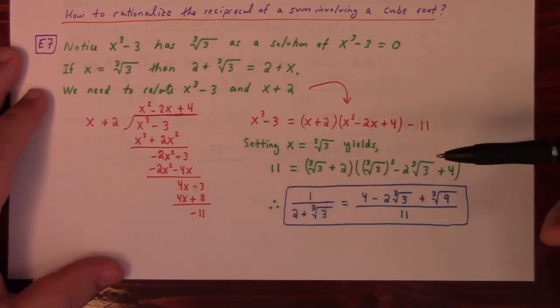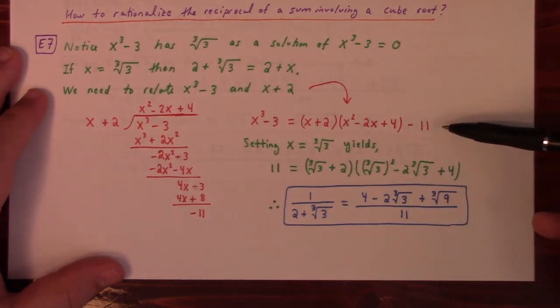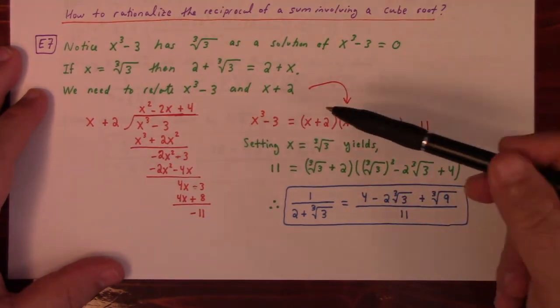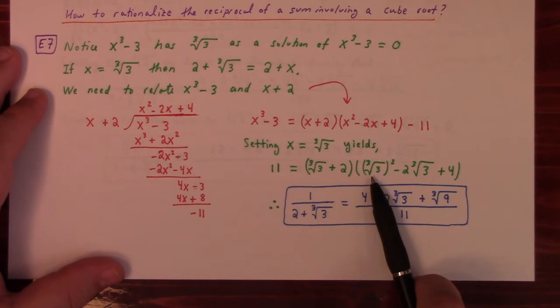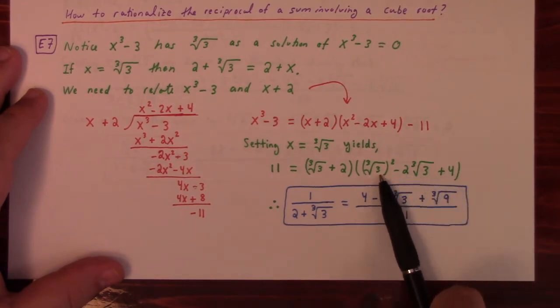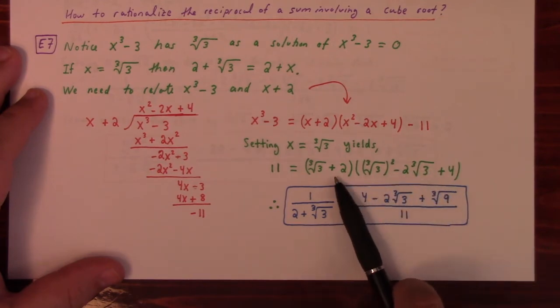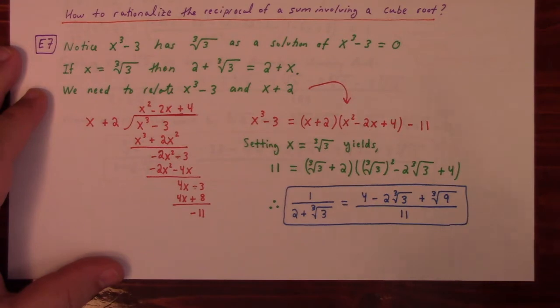But what happens when you plug x equal to the cube root of 3 into this equation in red right here? Well, the x cubed minus 3 is gone, so move 11 to the other side. We've got 11 is equal to the number we're trying to find the reciprocal of, 2 plus the cube root of 3, times this other thing over here, I don't know what to do with that, but it's there. So then solve for 1 over 2 plus cube root of 3, and there you have it. We rationalized the fraction just like that.